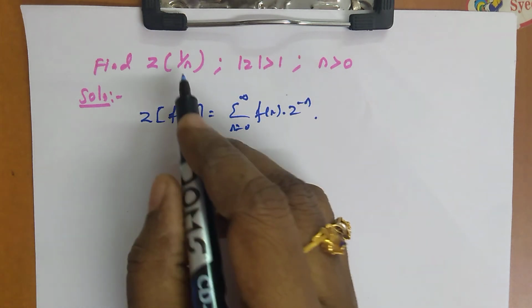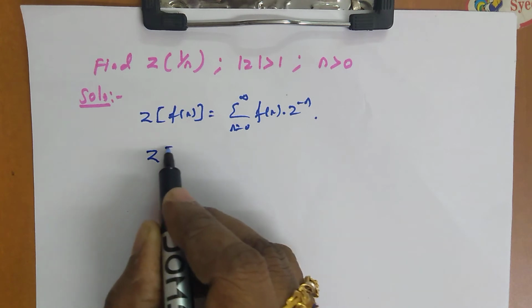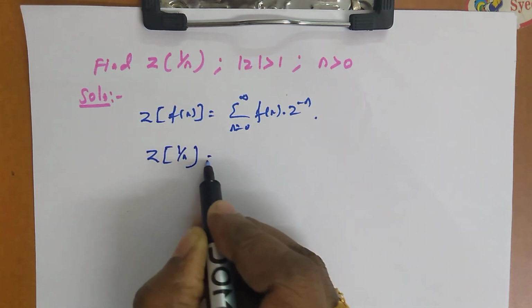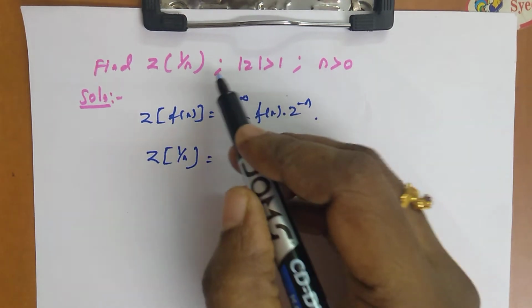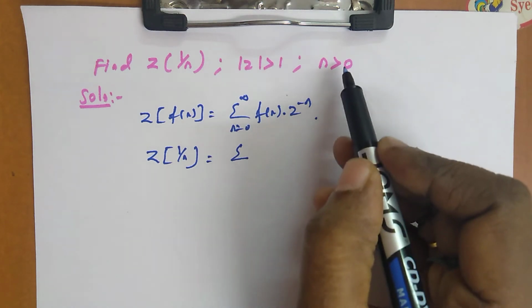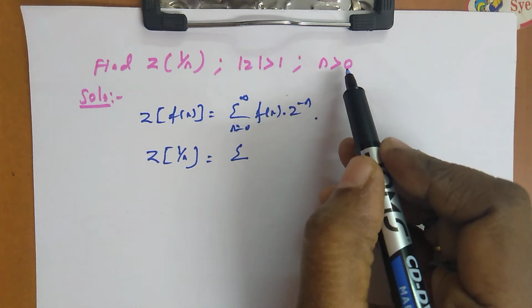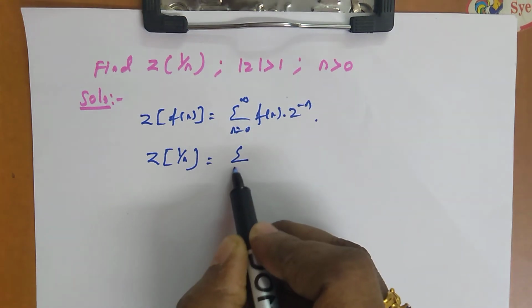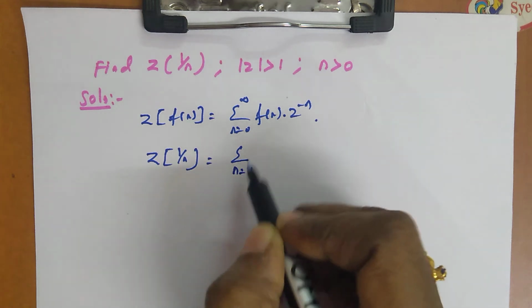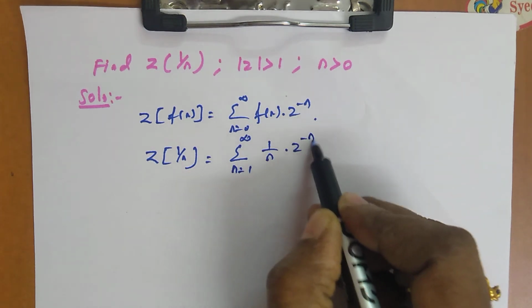So now here the question is find Z transform for 1 by n. So Z of 1 by n equal to sigma. Here there is a condition. The condition is n greater than 0. So n greater than 0 means we are not supposed to give the value for n 0. So we can start the value with 1. So n equal to 1 to infinity 1 by n into z power minus n.